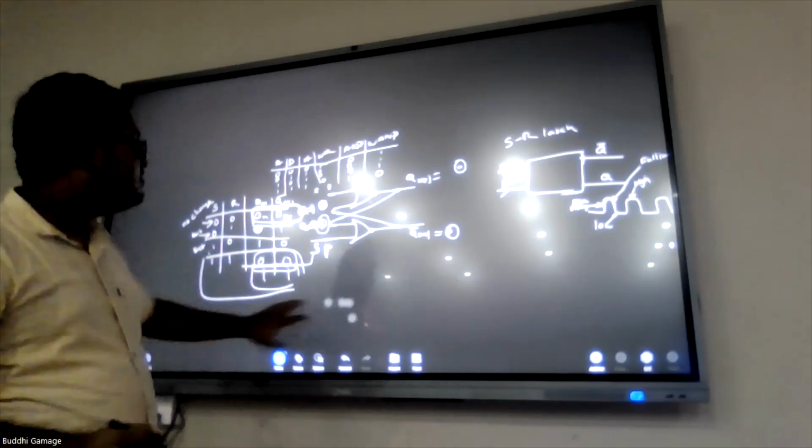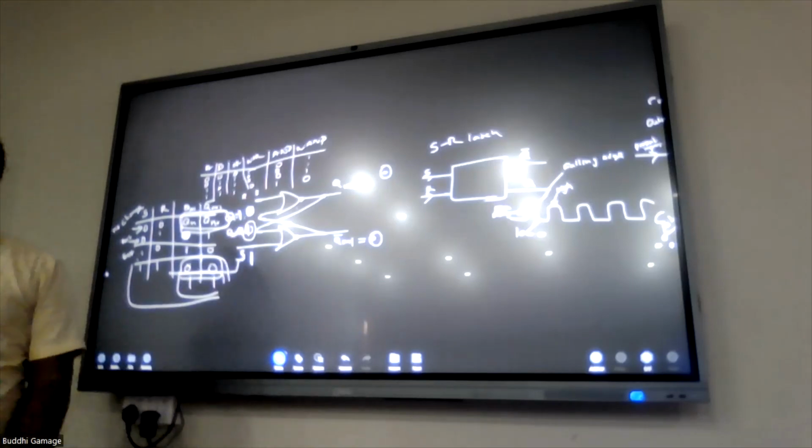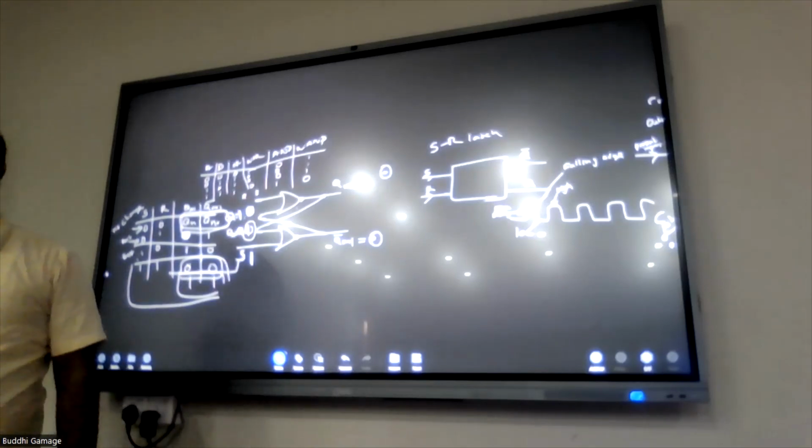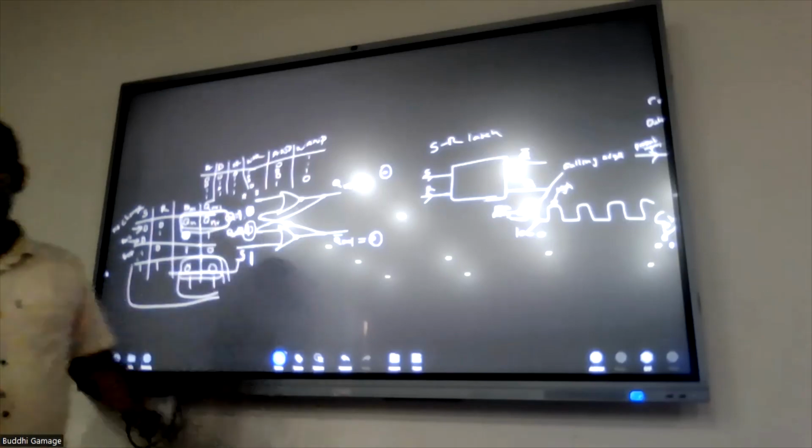So for using this circuit, we can save 1 bit, right? In this circuit, SR.